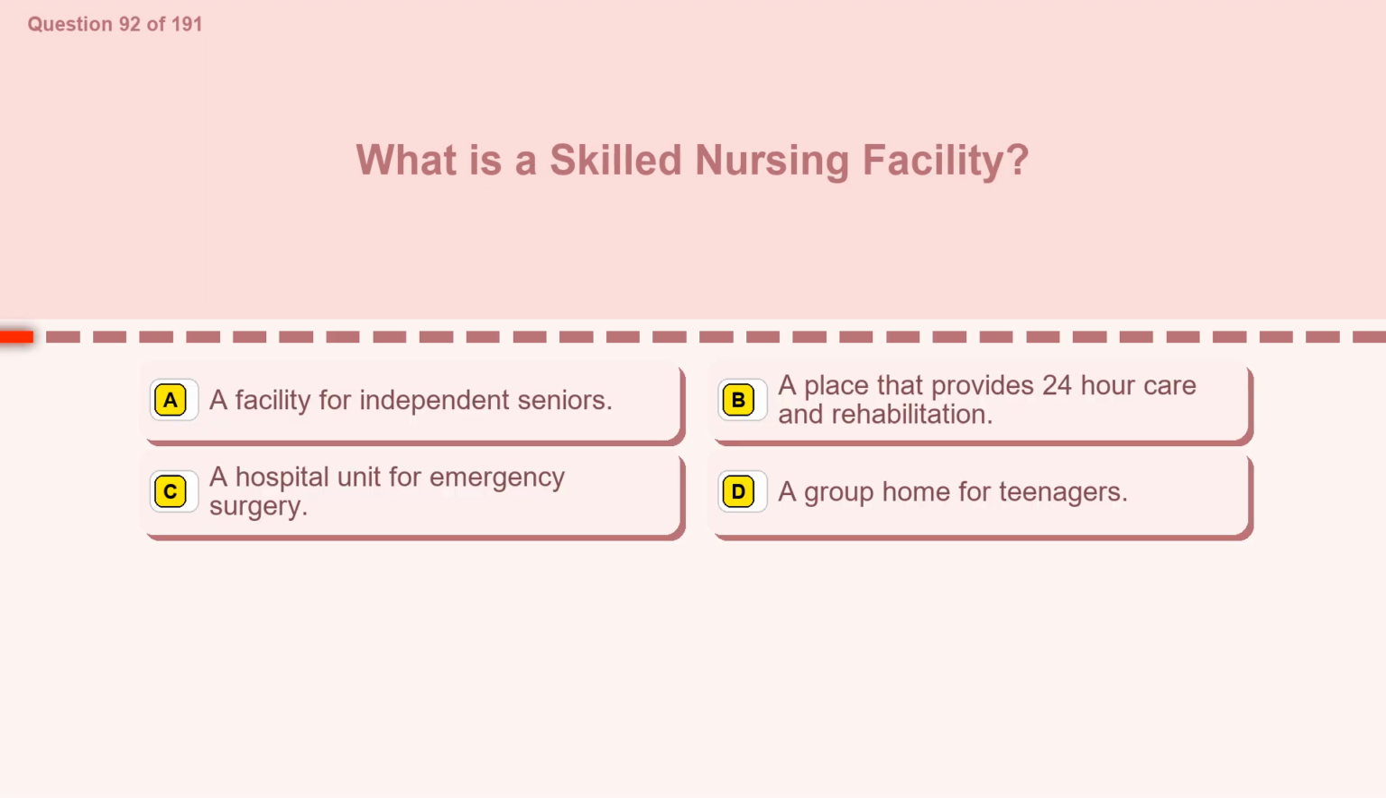Question 92. What is a skilled nursing facility? Option A. A facility for independent seniors. Option B. A place that provides 24-hour care and rehabilitation. Option C. A hospital unit for emergency surgery. Option D. A group home for teenagers.